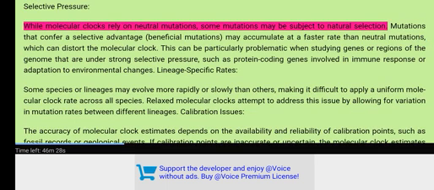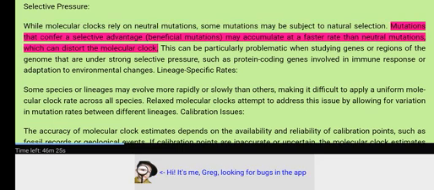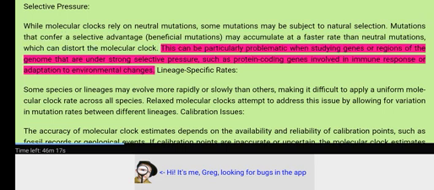Selective pressure. While molecular clocks rely on neutral mutations, some mutations may be subject to natural selection. Mutations that confer a selective advantage, beneficial mutations, may accumulate at a faster rate than neutral mutations, which can distort the molecular clock. This can be particularly problematic when studying genes or regions of the genome that are under strong selective pressure, such as protein-coding genes involved in immune response or adaptation to environmental changes.